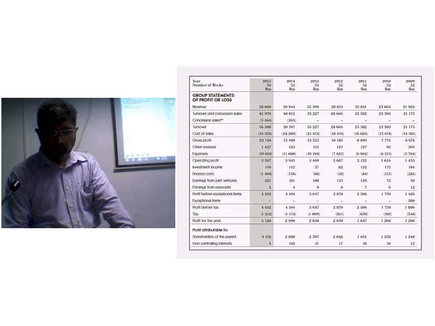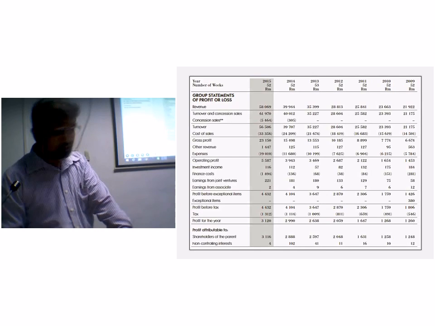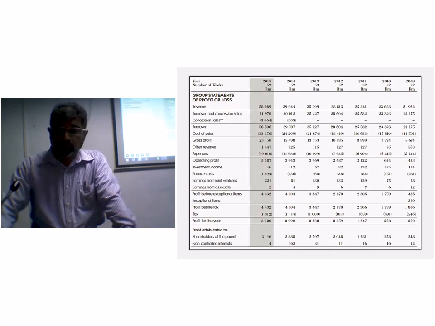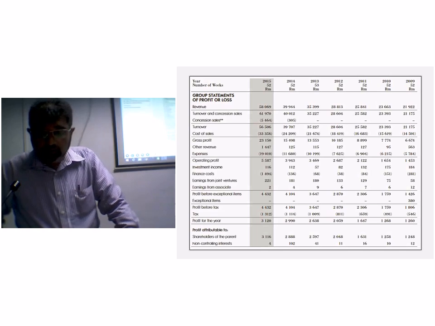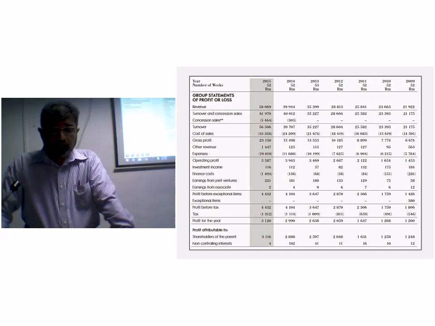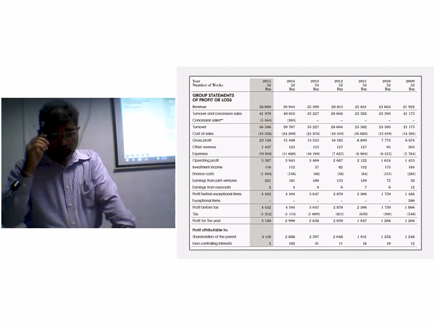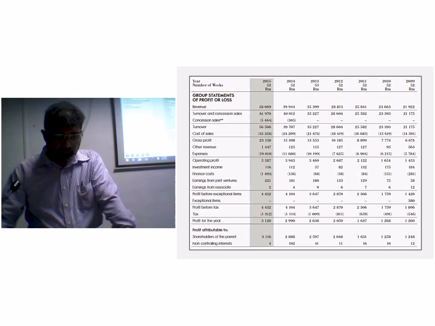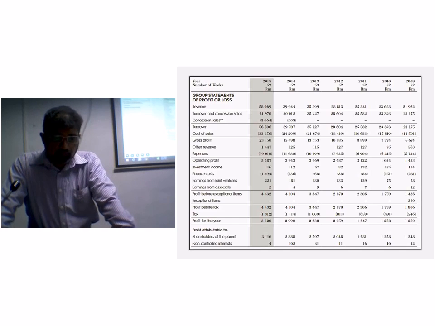Okay, now you can see the number of years, 2015 to 2009. There are details, right? Revenue, then cost of sales and operating profit. There are a number of important line items here. Ultimately, you can see the profit attributed to the shareholders.